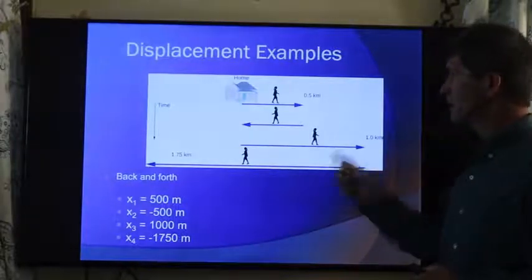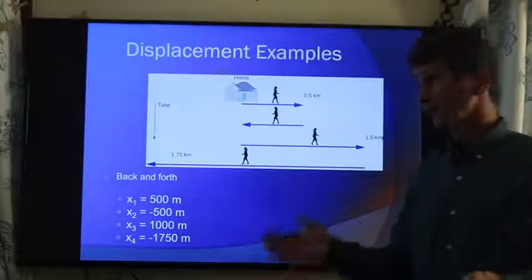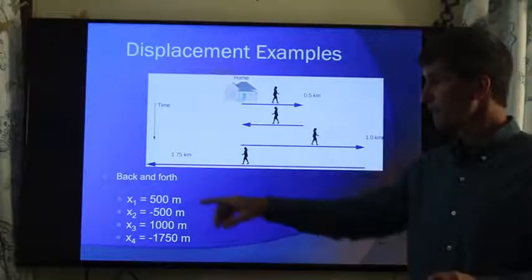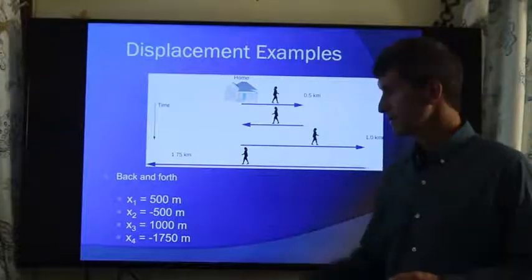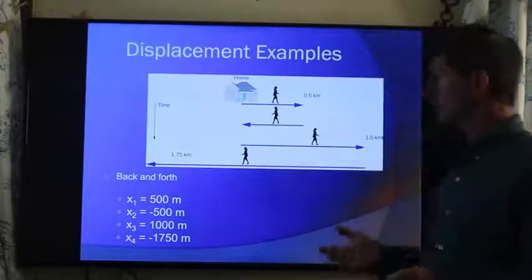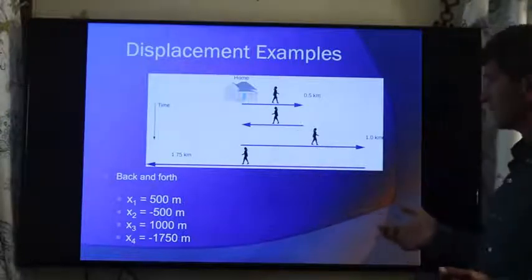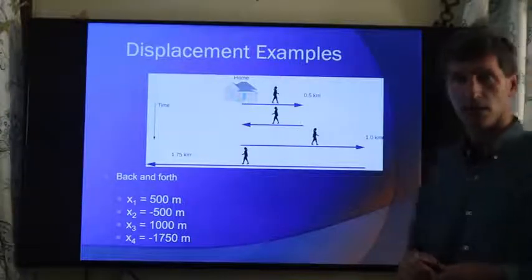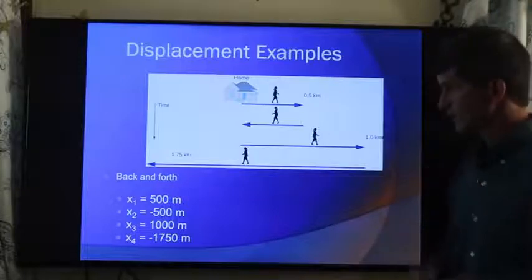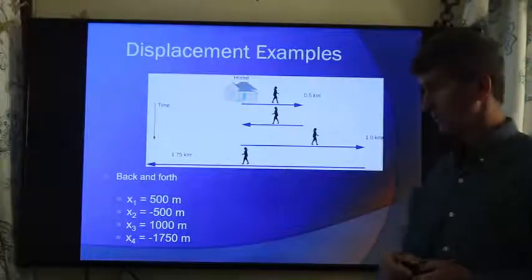Then she goes back home. So now we're going the opposite direction. A vector pointing in the opposite direction is the negative of that vector. If we've got 500 meters, now we're going negative 500 meters. Then after going back home, maybe she forgot something, she goes another kilometer back east. So now we have traveled the displacement of 1,000 meters.